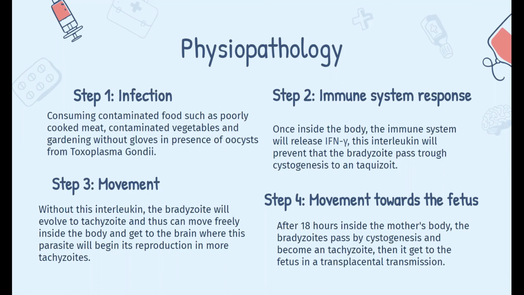Then step 3 is movement. Without this interleukin, the rhabdocyte will evolve to a sarcocyte and thus can move freely inside the body and get to the brain, where this parasite will begin its reproduction into more sarcocytes. And then the last step, step 4, is movement towards the fetus. After 18 hours inside the mother's body, the rhabdocytes pass by cystogenesis and become a sarcocyte. Then it gets to the fetus in a placental transmission.